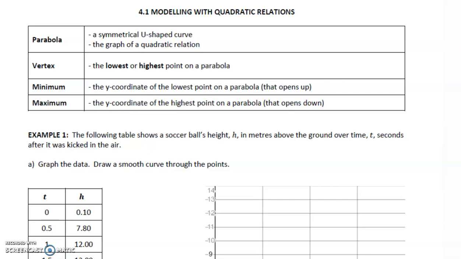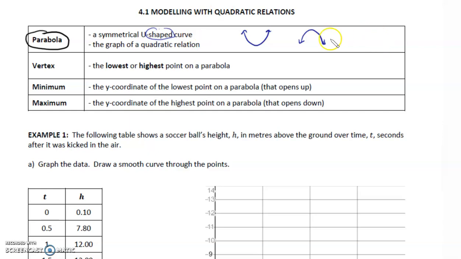Okay, 4.1, modeling with quadratic relations. So we're going to review from last year what a parabola is. A parabola is a symmetrical U-shaped curve. This is either basically a happy face, a smile, or a frown, a sad face. This shape is the graph of a quadratic relation.